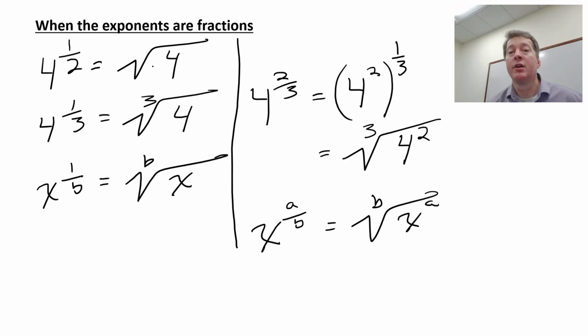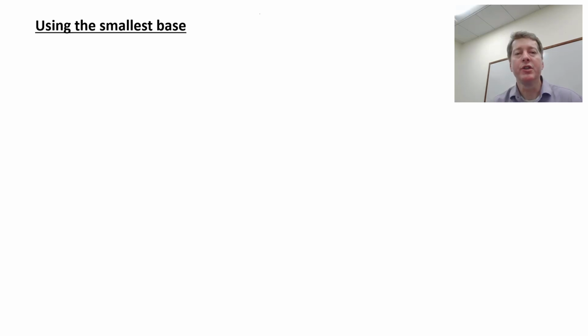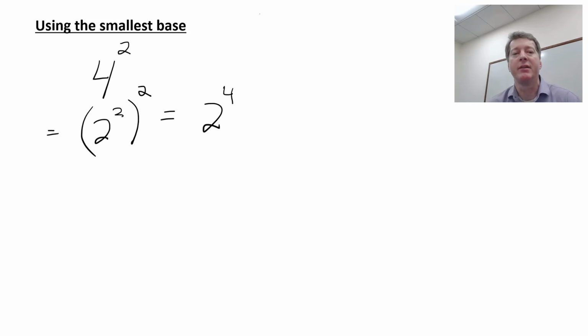So you might see this on a harder question: using the smallest base. What do I mean? If you see a number raised to an exponent, suppose I have 4 squared, you want to ask, can I reduce that down to a smaller number, a smaller base? Right now the base is 4, but hey, 4 is 2 squared. So this is the same thing as 2 squared squared. This is 2 to the 4th. So I've reduced 4 down to the smallest base.